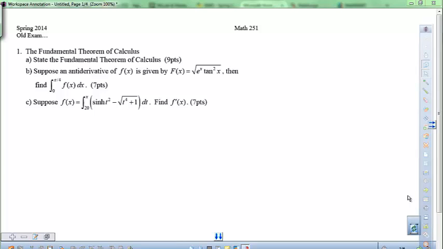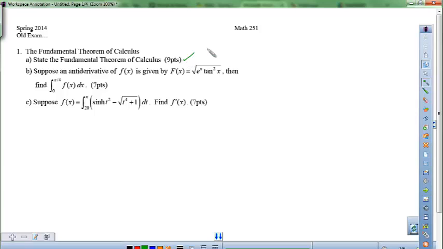Alright, this first one's fundamental theorem of calculus. The first question is asking us to state it, so this is one of those that I will skip because you can just see the book, and the book has that information. Alright, let's go to the second one.